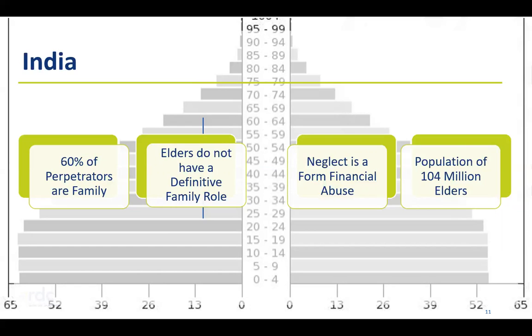Something else we want to point out is that India has a high rate of neglect as a form of financial abuse. Neglect is not something someone would normally associate with financial exploitation, but what we observed is a trend of close friends and relatives moving in with older individuals in order to take care of them, but in reality, end up trying to take over the elderly individual's property and assets.